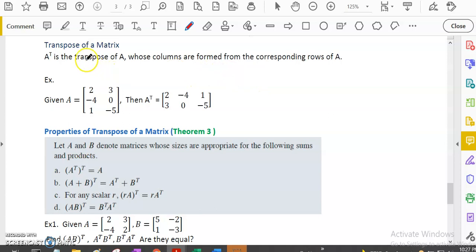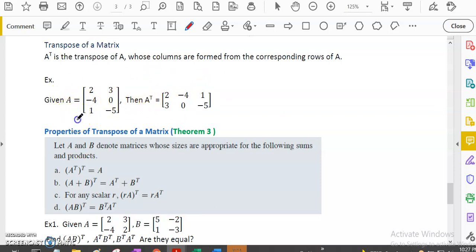Transpose of a matrix is just like the name, horizontal becomes vertical, vertical becomes horizontal. So you form the column from the row. For example, matrix A is 2, 3, -4 in the first row and 0, 1, -5 in the second. Those are rows, right? A transpose will make 2, 3 become a column. You look at the row and change it into a column. So that is a new matrix called A transpose.